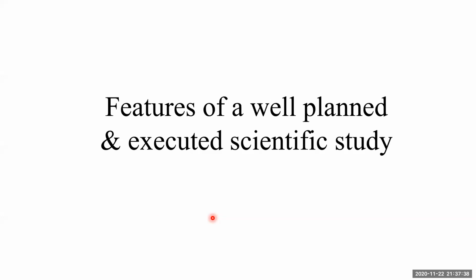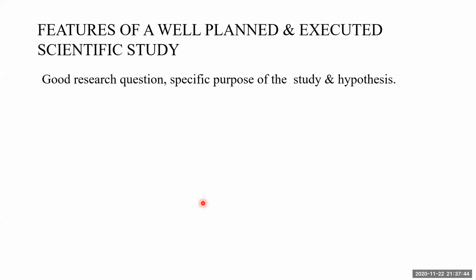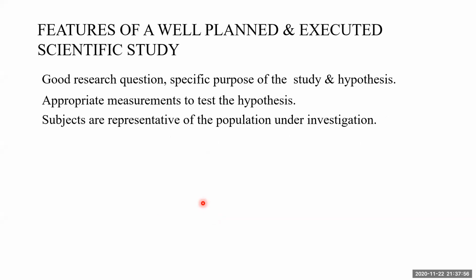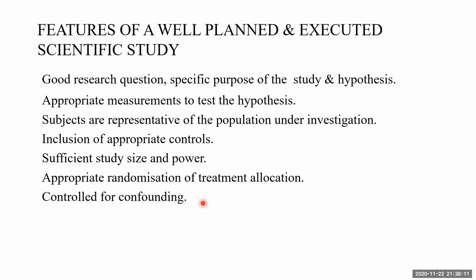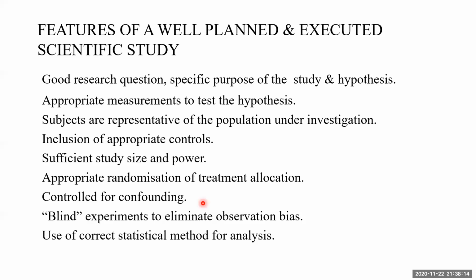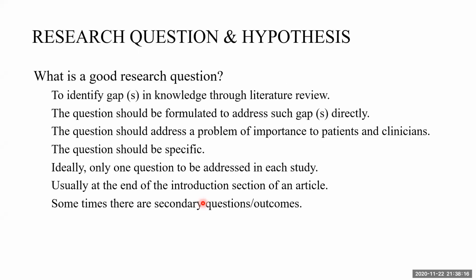So what are the features of a well-planned and executed scientific study? First of all, there should be a good research question, specific purpose of the study and hypothesis, appropriate measurements to test the hypothesis, subjects representative of the population under investigation, inclusion of appropriate controls, sufficient study size and power, appropriate randomization of treatment allocation, controlling for confounding factors, a blind experiment, and use of current statistical methods for analysis. So, the research question and hypothesis.